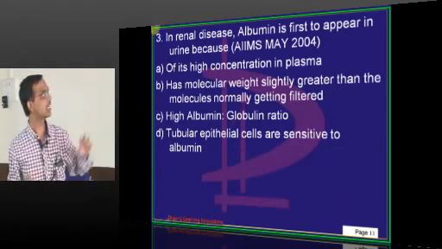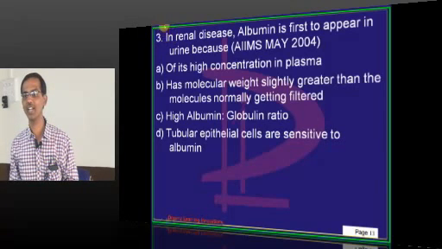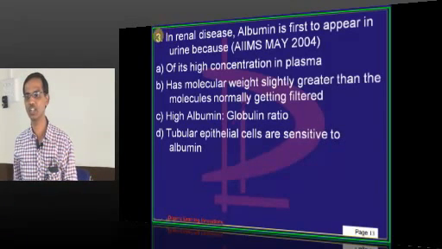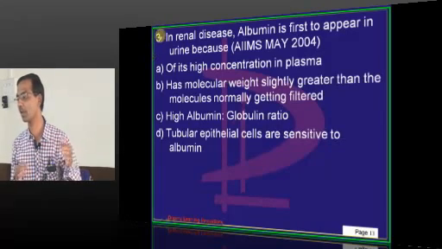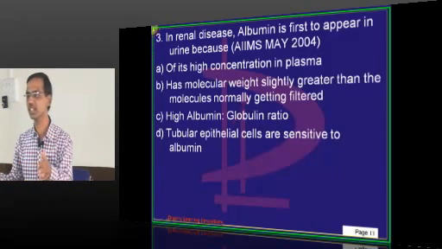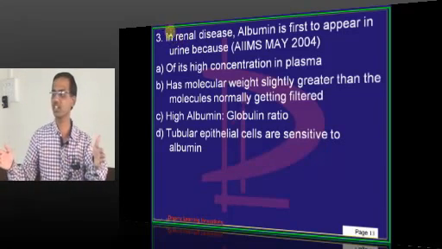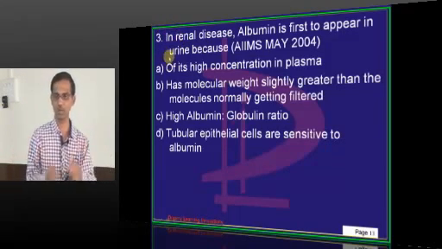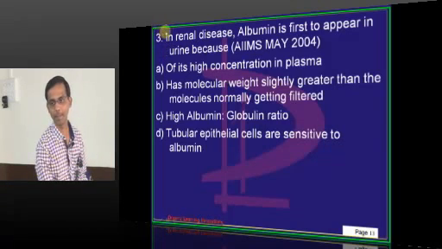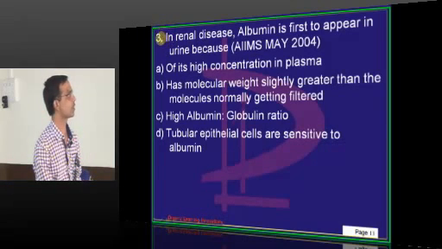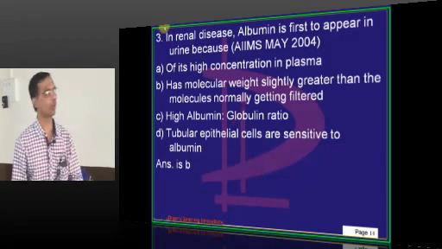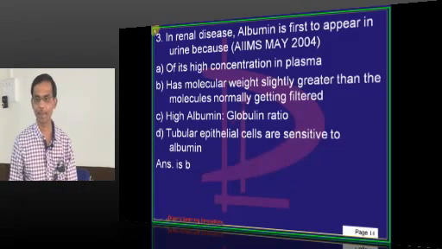The logic is that the molecular weight of albumin is slightly larger than the solutes which normally get filtered. Any change in the slit diaphragm will make albumin get filtered. In renal disease, there is a slight change in the slit diaphragm diameter. Okay. So the answer should be B, that is, has molecular weight slightly greater than molecules normally getting filtered.